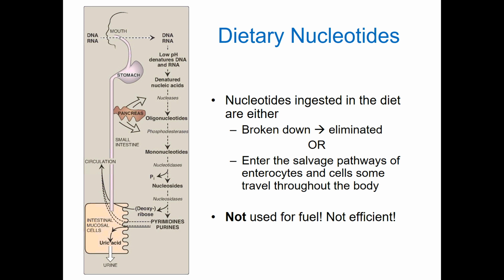All right, so starting at the beginning, we have our dietary nucleotides. Just like most of the molecules we've studied, we're going to ingest nucleotides. They can be broken down in our digestive tract, and some will just directly be eliminated. Others will be broken down, and then they can enter into a salvage pathway, travel through the body, and be incorporated into DNA, RNA, or other molecules made from nucleotides. It is important to remember we're not using these for fuel. It's not efficient for us to use nucleotides in this manner.